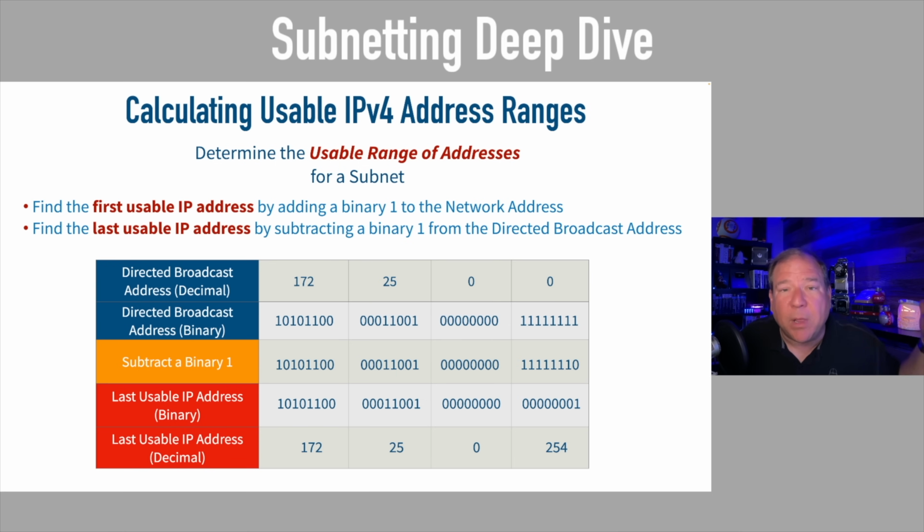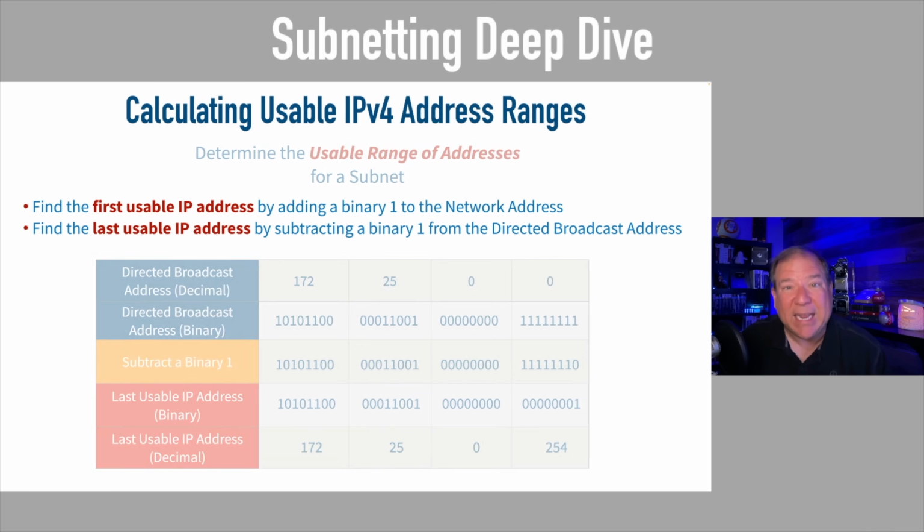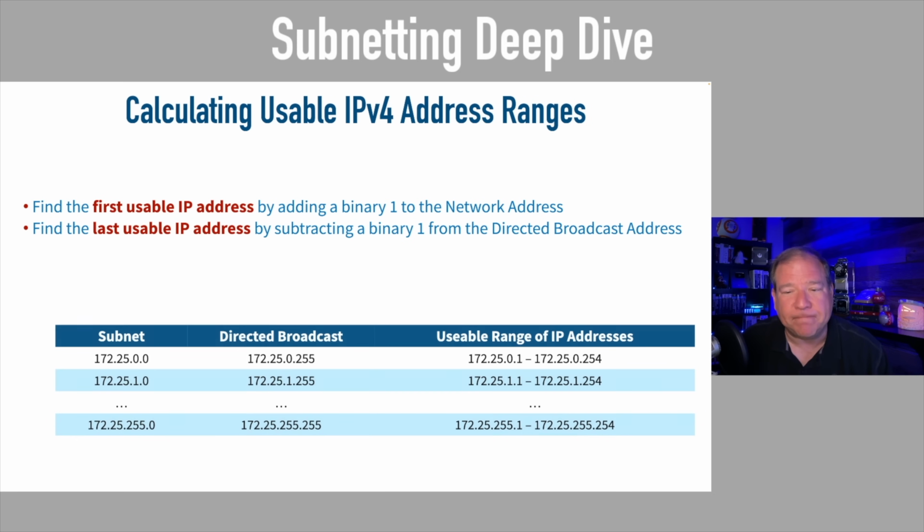Basically, the usable addresses, it's this simple, folks. The usable addresses are anything in between the network address and the directed broadcast address. So add 1 to the network, subtract 1 from the directed broadcast. That is your usable range of addresses. And it's going to work out like this. Our subnets are going to be 172.25.0.0. We count by 1 in the interesting octet. And you see they start to list out there.